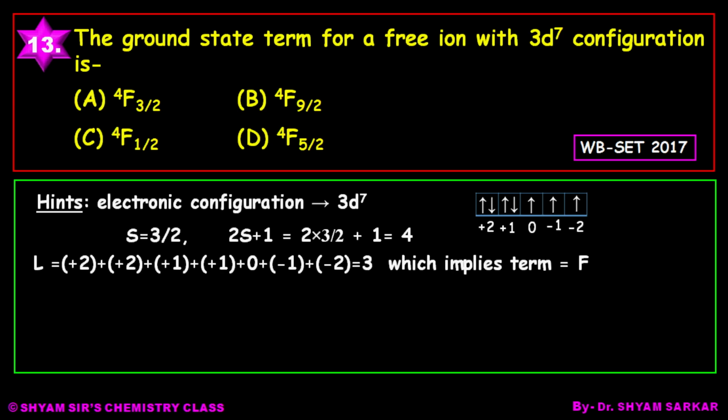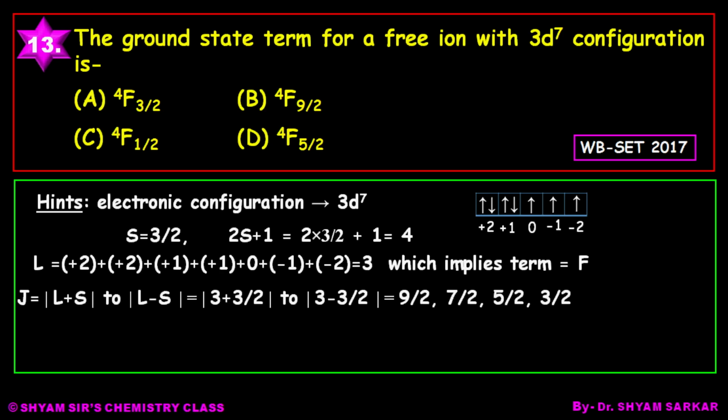Okay. And J is equal to L plus S to L minus S, 3 plus 3/2 to 3 minus 3/2, that is 9/2, 7/2, 5/2 and 3/2. Now see, d7 means it has more than half-filled electrons in the d orbital. So the maximum J value we should consider here. So the term symbol will be 4F 9/2. So option B is the correct answer here.